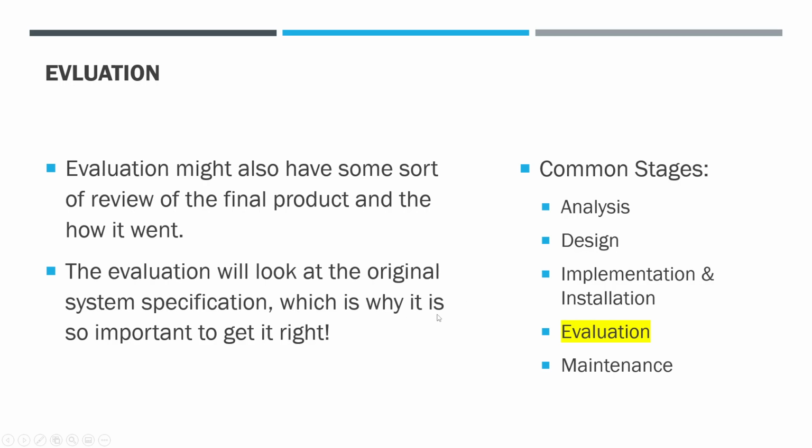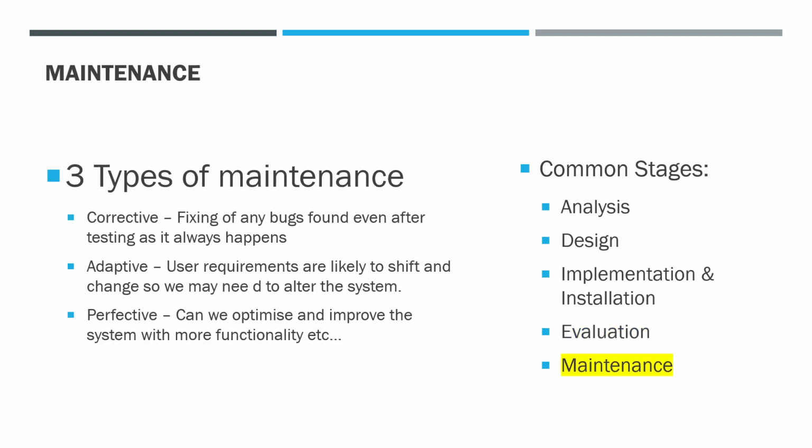So that's why it's important to get it right, because otherwise you're going to evaluate yourself as a success, but you didn't actually do a good design document, so this is not really going to work. So the 3 types of maintenance you would do after the evaluation is corrective, which is the one you might think of, which is fixing any bugs found even after testing, as it always happens.